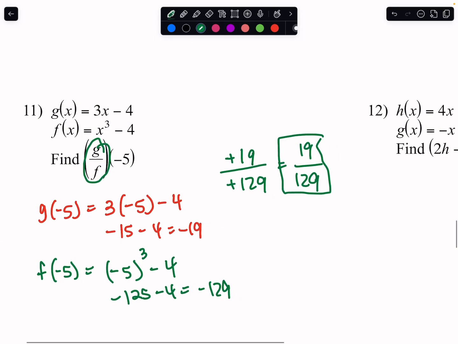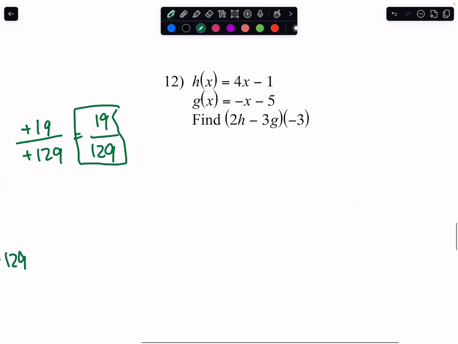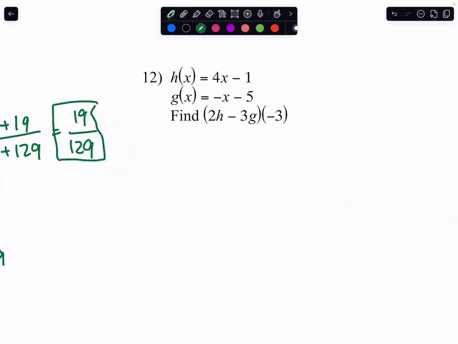And then finally, we're going to go ahead and do the last one in this video. So we have to do a combination of things. We got to multiply h by 2, then plug in the -3, and then we're going to multiply the bottom line by 3, then plug in the -3, and then we're going to subtract the 2. So according to this, it says 2 times h. Let's use a different color. This is 2 times h.